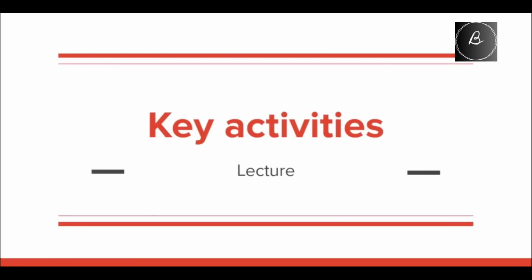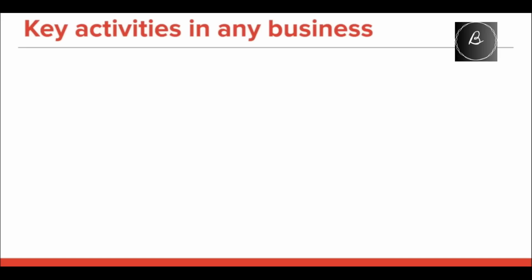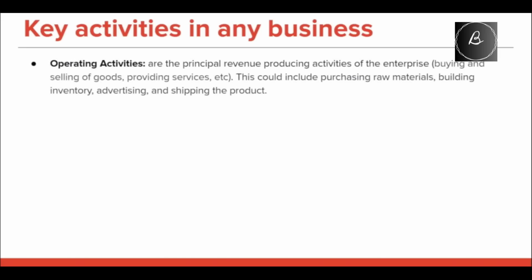Hi, let's now look at the key activities of a business. There are 3 types of key activities in any business. We first have the operating activities. These are the principal revenue producing activities of the enterprise, like buying and selling of goods, providing services, etc. This could include purchasing raw materials, building inventory, advertising, and even shipping the product.